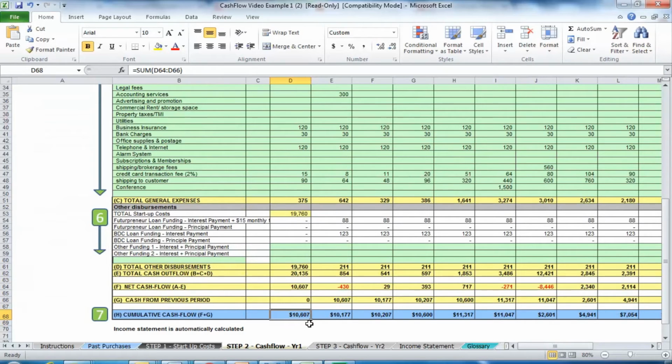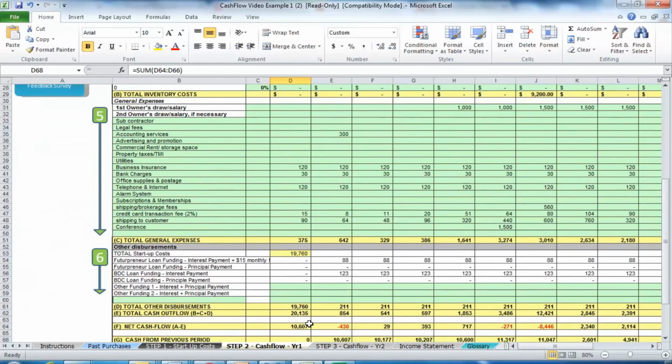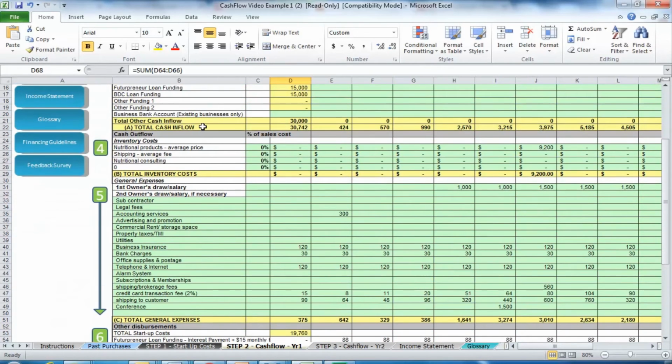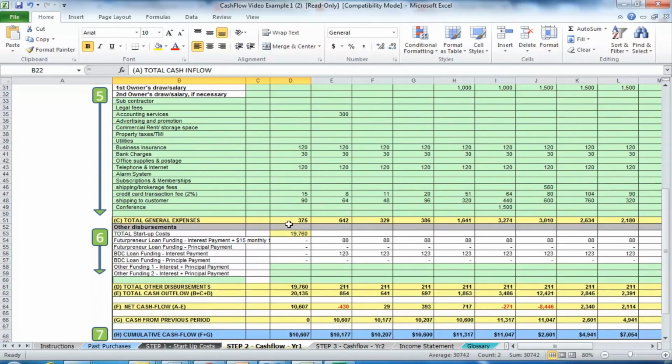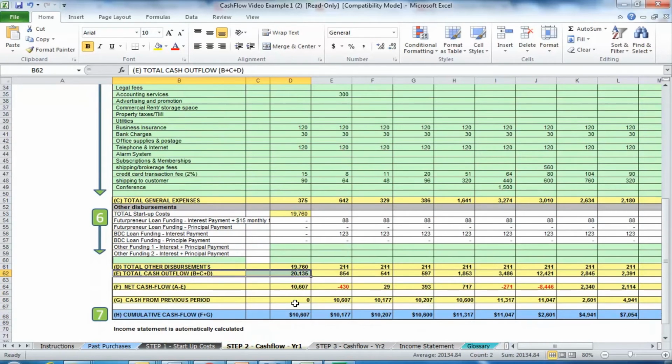So you have to keep in mind you have 3 choices. You either have to increase your sales, decrease your expenses, or a combination of the 2. The other thing you'll notice that's really important here is you can also double check to ensure that you understand what's happening here. You're taking the total cash inflow, which in this case is $30,742, less the total cash outflow, which is $20,135. He is left with $10,607.